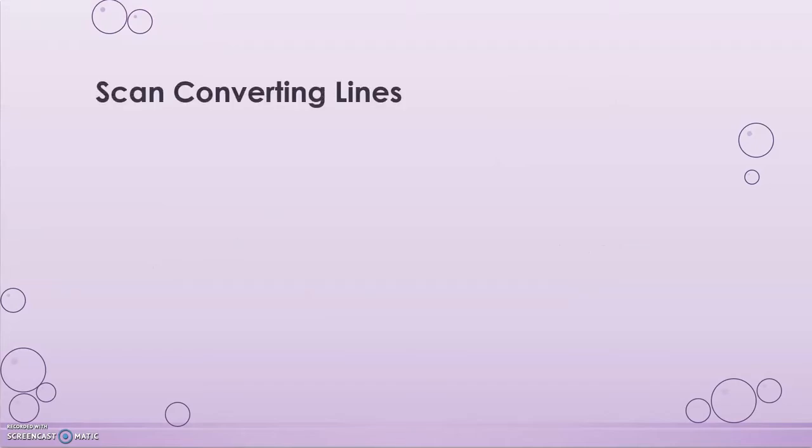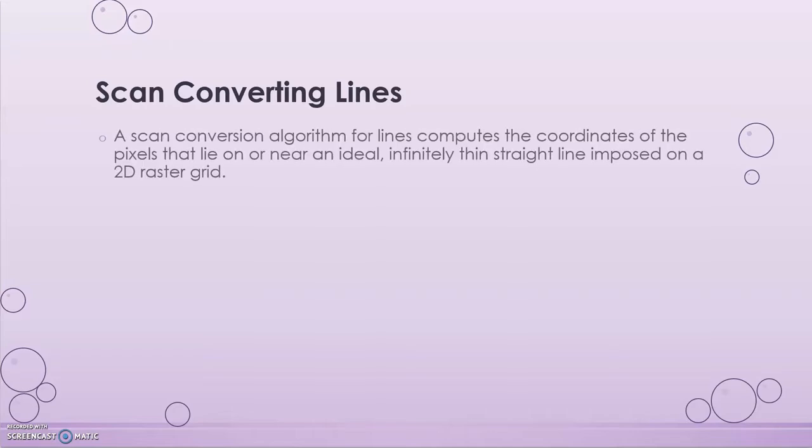In principle, we would like the sequence of pixels to lie as close to the ideal line as possible and to be as straight as possible. Scan converting lines: a scan conversion algorithm for lines computes the coordinates of the pixels that lie on or near an ideal, infinitely thin straight line imposed on a 2D raster grid.